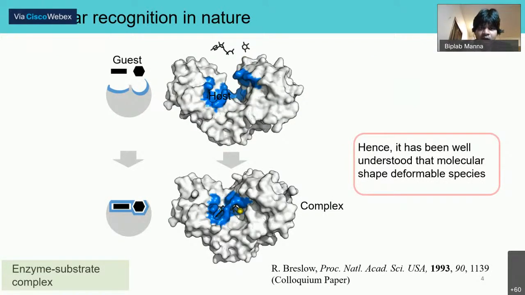Now, how an enzyme molecule works in nature, this is just a schematic representation. There is the induced fit structure of the enzyme, so that it can fit with the proper guest molecules, guest in the sense of substrate. The main idea behind this is that the enzyme binds particularly to a substrate. Hence it has been well understood that molecular shape deformable species are very important for enzymes and other things for recognition as well.